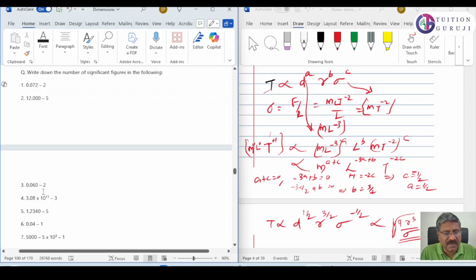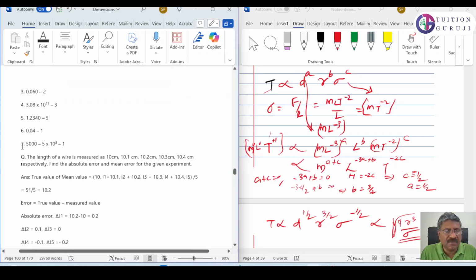3.008 times 10 raised to minus 11. The 10 raised to minus 11, the power is insignificant, therefore only 4. 1.2340, so here all 5 are significant. 0.04, only 1. Now 5,000 we can write as 5 into 10 raised to 3, therefore it is only 1.